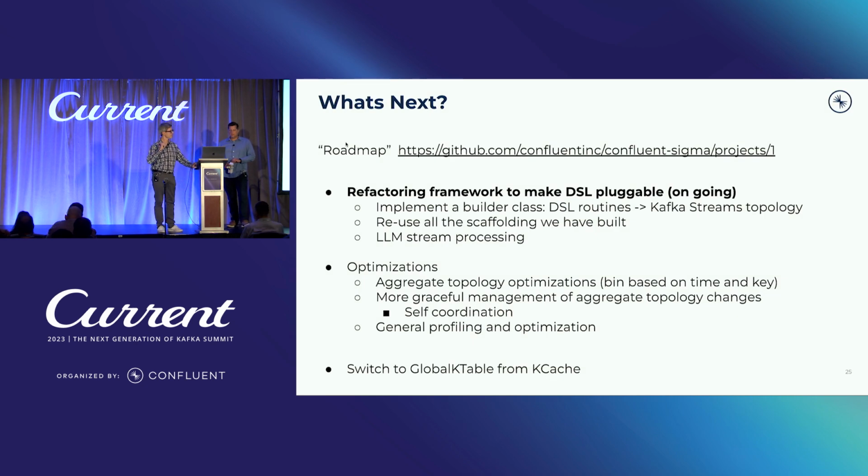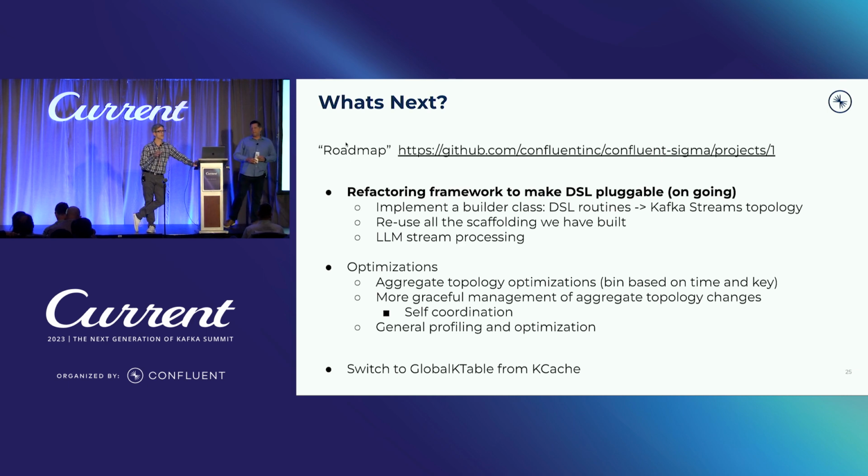Which leads us to the what's next part. So first of all, we have a roadmap, which is Kanban boards in the GitHub project that shows you the things that are in process, the things that we think are coming next, and the things that have been completed. So any ideas we get from the community, we put in there so we can track them.